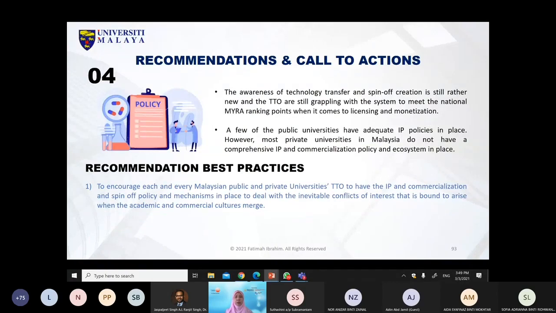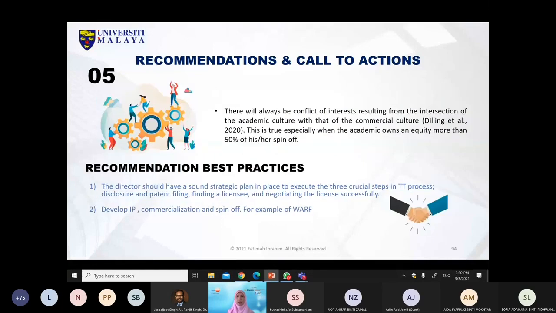And another recommendation is to deal with the problems of conflict of interest by the university. Some universities do not have the IP policy in place, and then it will be a problem. So my suggestion is that the first thing to do to improve your TTO is to have the IP, commercialization and spin-off policy in place. And the last one, the problems of conflict of interest, because some researchers own equity of more than 50% and so on, how are you going to deal with that? That's why I told you that you have to have your IP policy in place, and you want a good reference that you can refer to if you want to do the IP policy. Look at the WARF, the University of Wisconsin Medicine IP policy that they have done.